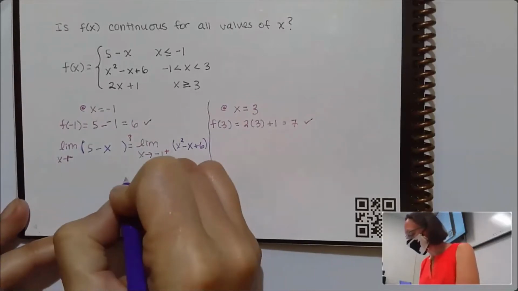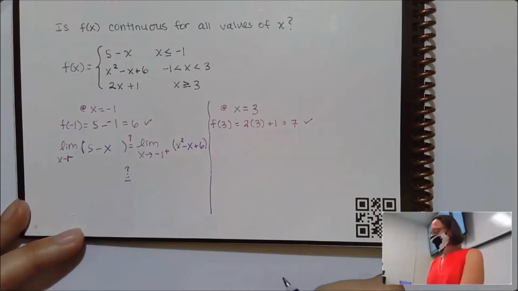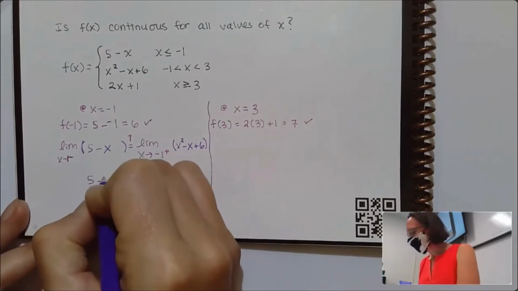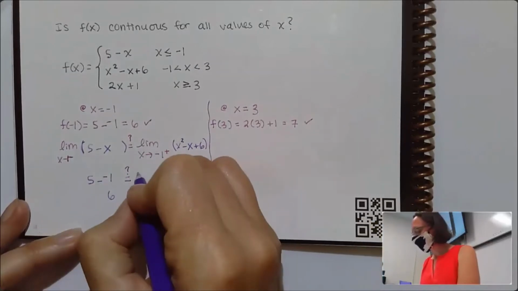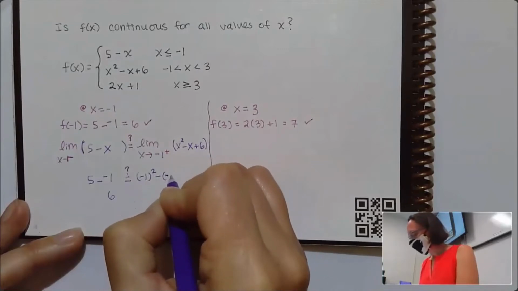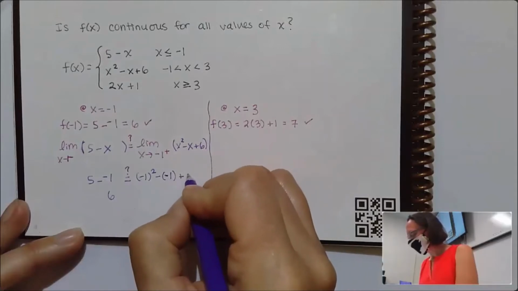So if we evaluate both of these, the question is, do they match? On the left-hand side, when I plug in -1, I've got 5 minus -1, which is 6. And on the right-hand side, I'd have -1 squared minus -1 plus 6.